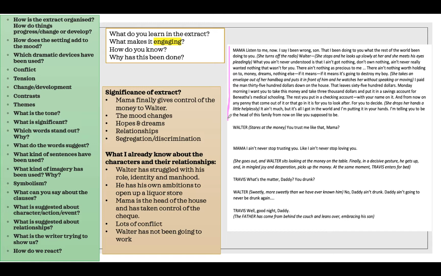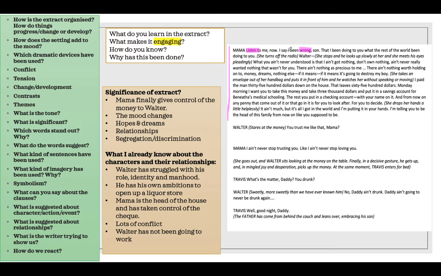Now we already know from the notes that we made that actually Mama down here, she's the head of the house, she's taking control. This signifies that maybe she's going to be taking control again. And the fact that her first words here are imperative show that maybe she has decided to take back control. She can see that she isn't really getting through to him, and she now needs to turn things around. So we start with this imperative, listen to me now. And we have this repetition of the word wrong again.